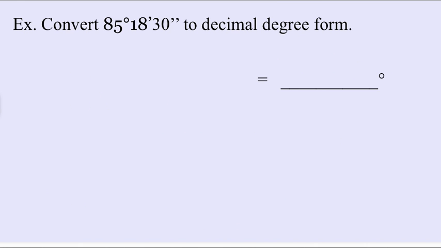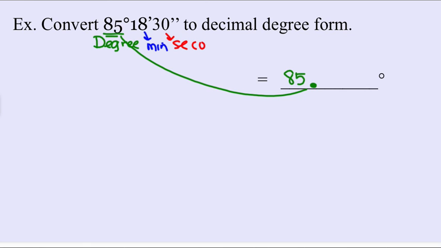Now let's do the opposite. We give you a value that's in degrees. This is your minutes. And then this is your seconds. And we want to convert it all to decimal degree form. So you have your 85. So that's your 85 is going to go right here. And then we have some decimal place. Now we have to work with 18. So I'm going to start with the 18. And I'm going to divide it by 60.